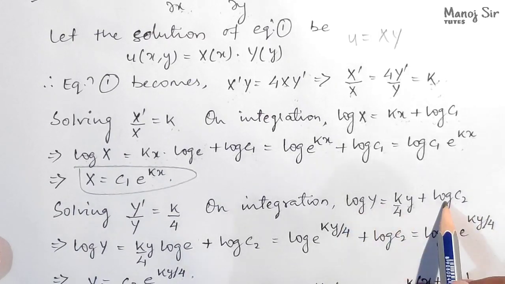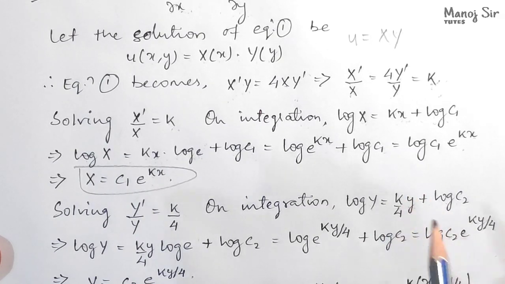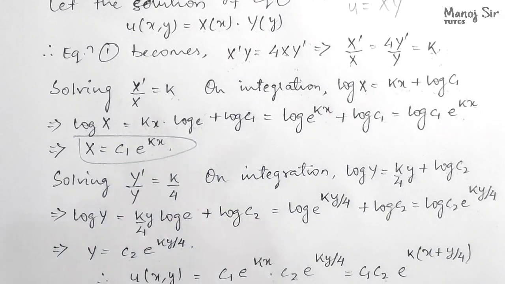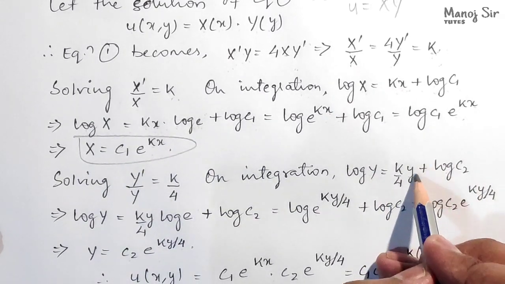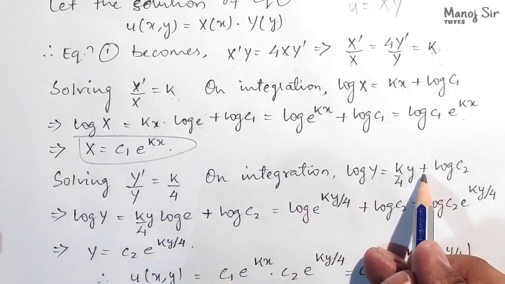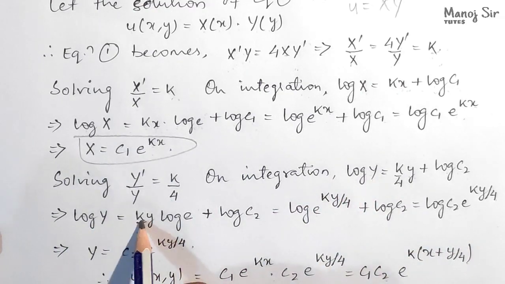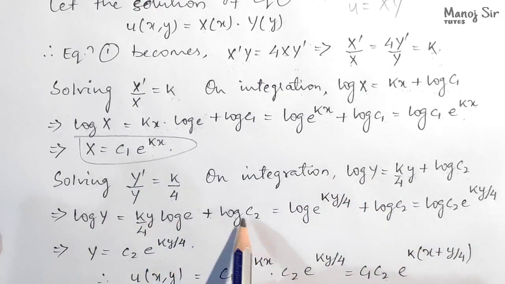Okay, here and here both, in both terms we have log, but this part is independent of log, so we will include log here also. So here we have ky upon 4 into 1. What is 1? That is log e base e. Okay, log e base e is also 1. So in place of 1 we can write log e. So we have log of y equals k into y upon 4 log e plus log c2.